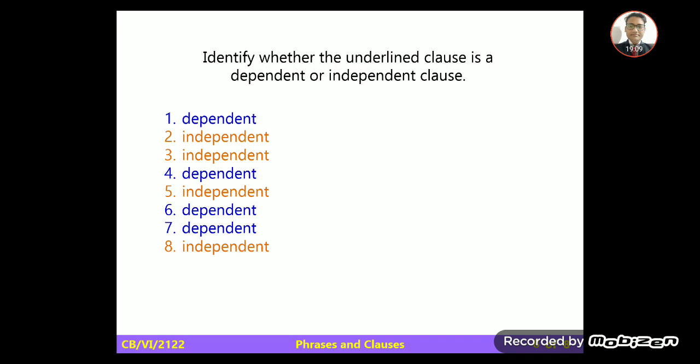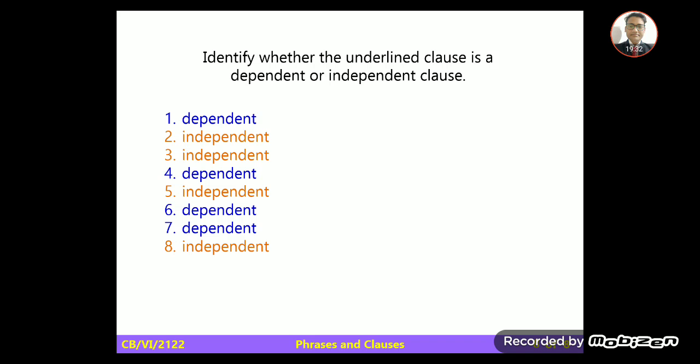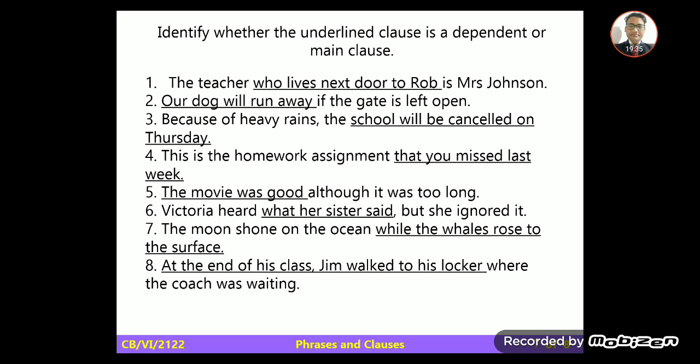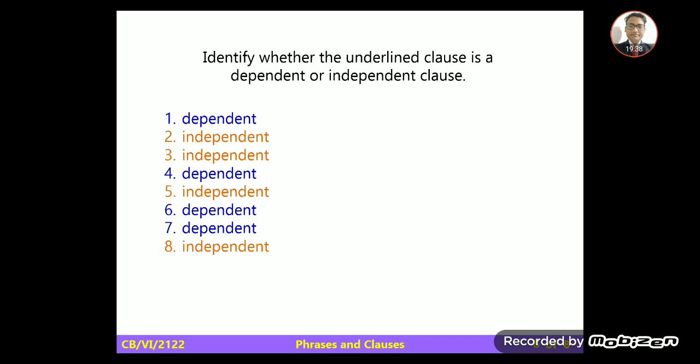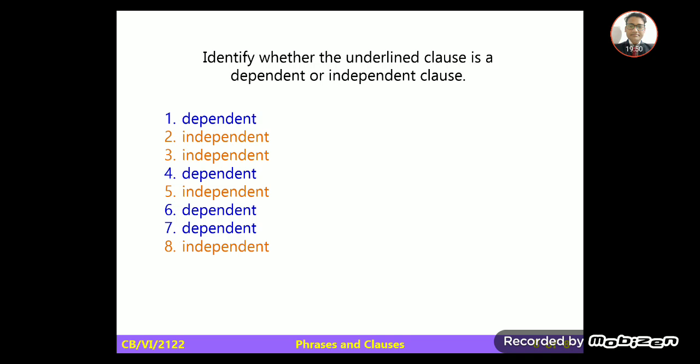Okay, now you have these answers. Identify whether the underlined clause is a dependent or independent clause. Now let's check them. The first one is dependent. Number 2, our dog will run away, is independent. Number 3, the school will be cancelled on Thursday, is independent. Number 4 is dependent. That you missed last week is dependent on the sentence, that's why it is dependent. And the movie was good is independent.